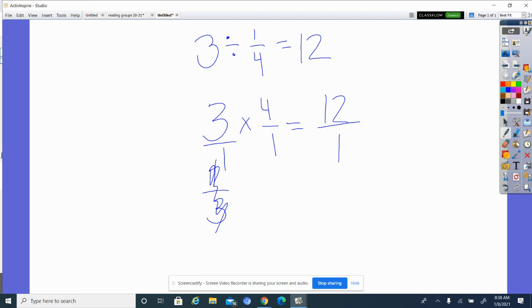How many 1/4 pound servings do we have? 12. Good. Now it says, how can you use a multiplication equation to represent your visual fraction model? So how am I going to make a multiplication for this? What did we do? 3 times 4 equals 12. There's my multiplication. Okay? All right, look at page 269.